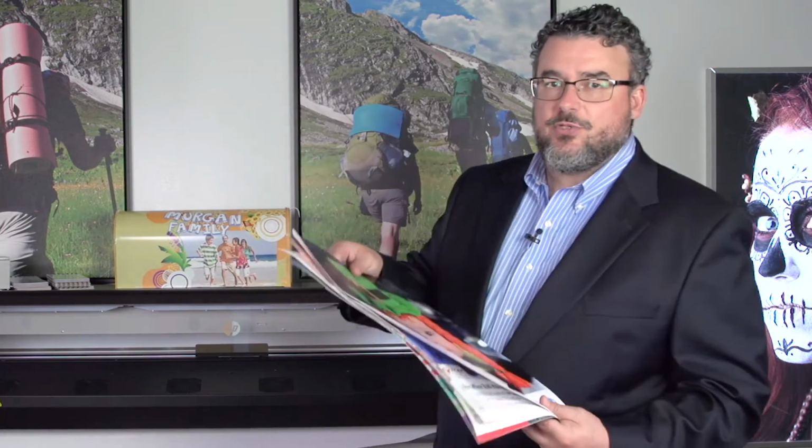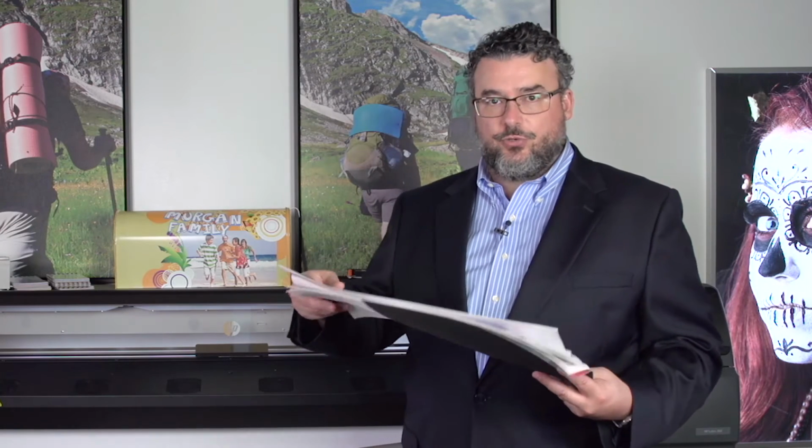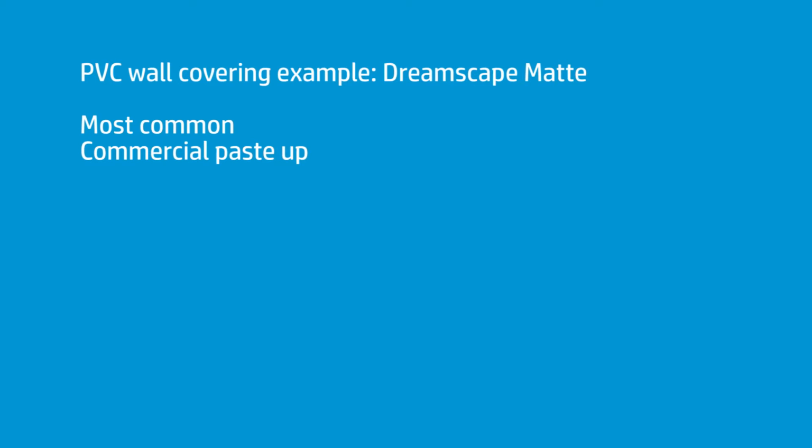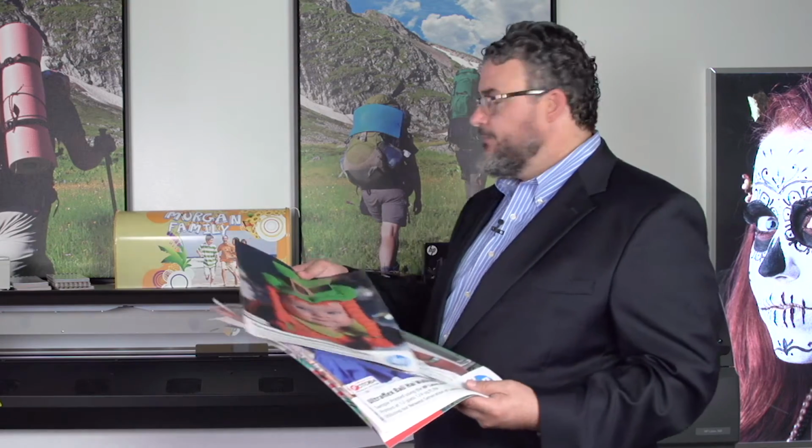So first, probably the most common wall covering would be a commercial grade of wall covering that we refer to as PVC wall covering. And PVC wall covering is wall covering like I have here, which is the Dreamscape Matte. Now this is a matte finish on the surface. This would be used as a commercial paste-up wall covering, and this is what is most widely used in the United States for commercial applications.